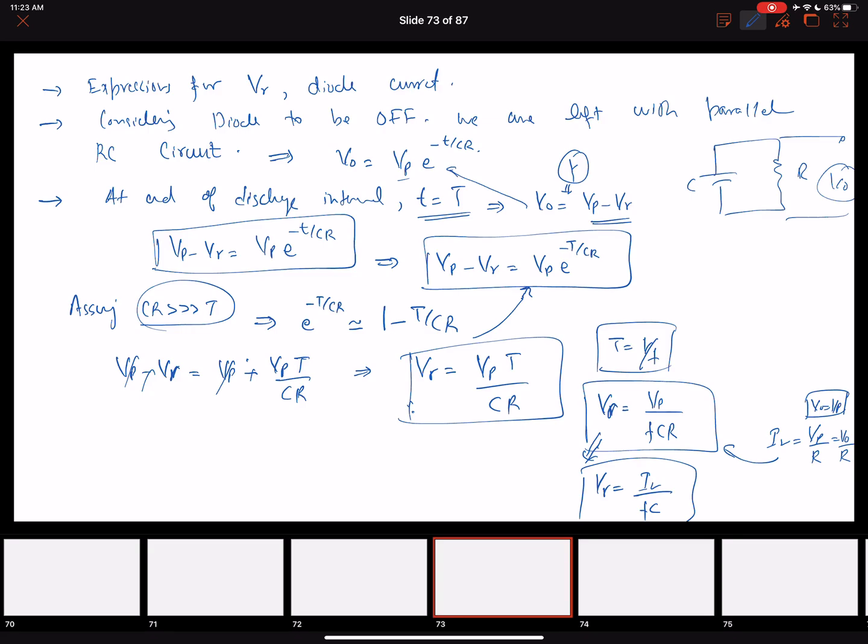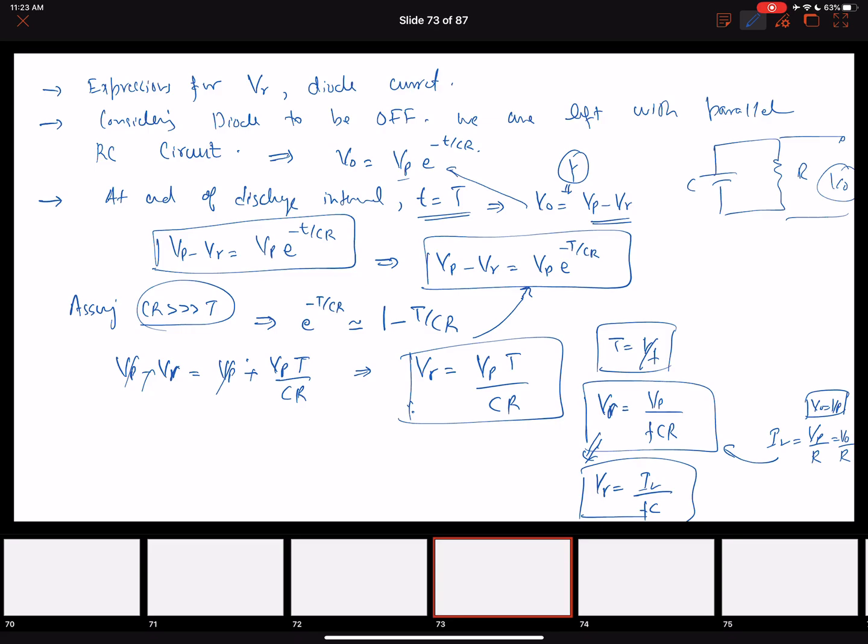So this is how we can determine the ripple voltage. You probably don't need to remember all the derivations of this ripple voltage. I will probably not ask in exams. However, please do note down these formulas.